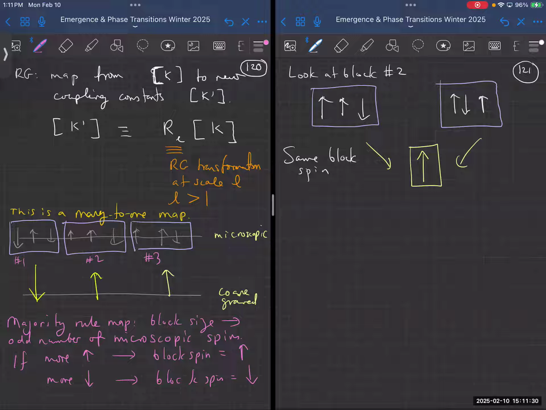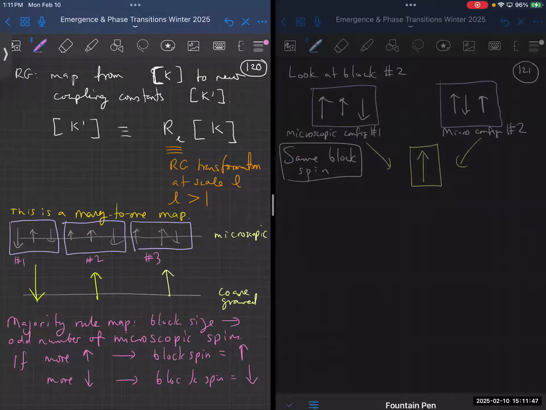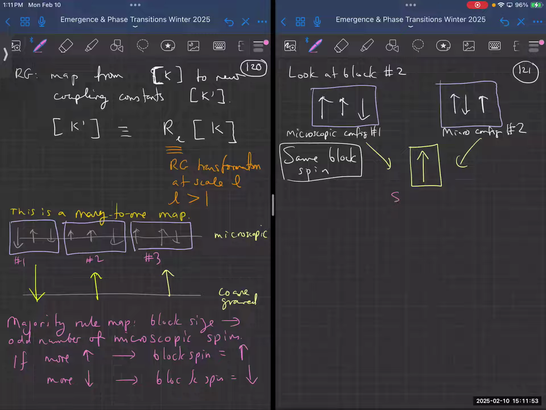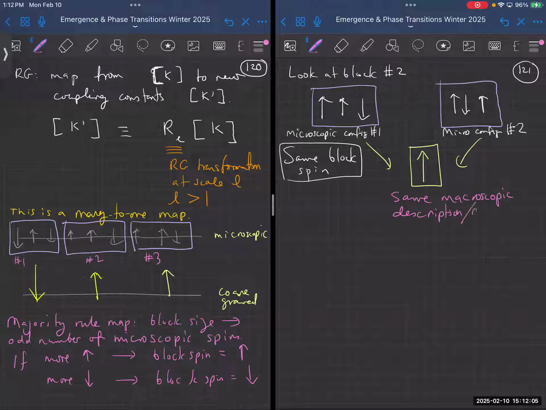So this is microscopic configuration number 1, microscopic configuration number 2, and they have the same block spin, so they have the same macroscopic description. So that's why this map is many-to-one.